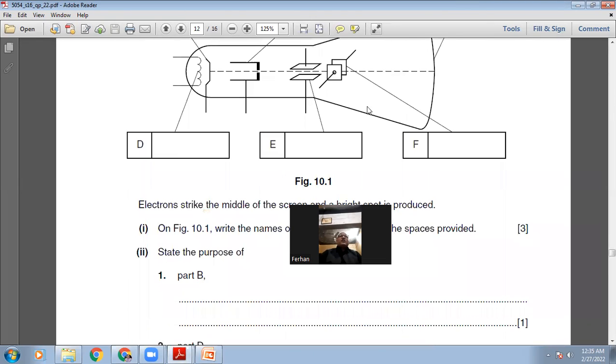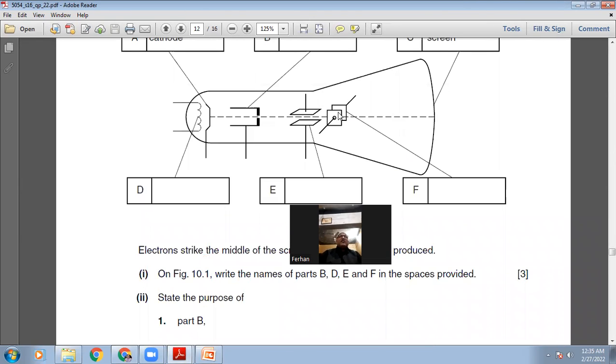For the horizontal movement, we have X plates. When this plate becomes positive and this plate becomes negative, the beam of electrons, because electrons are negatively charged, will be attracted and the spot will move. The electrons will be attracted towards the positive plate, and will move from right to left on the screen. And when you make the right side of the X plates positive and the other side negative, the beam of electrons will be attracted towards the positive X plate. So the beam of electrons will move from left to right.